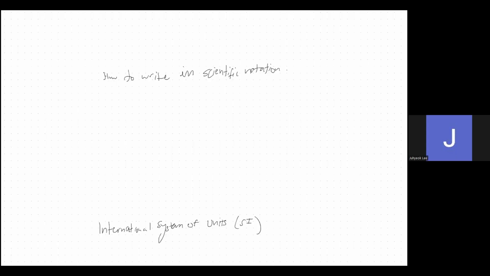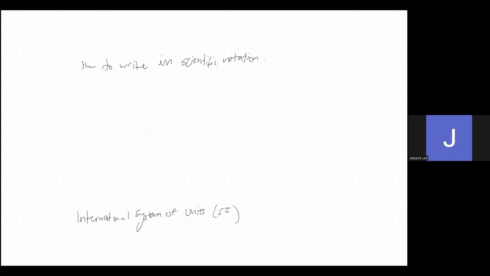All right, so today we're going to start reviewing chemistry from the basics. Let's go first over the very important thing in science, scientific notation. So, how do we write a scientific notation?